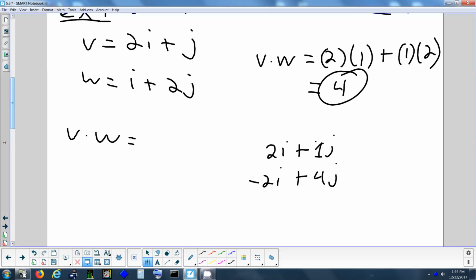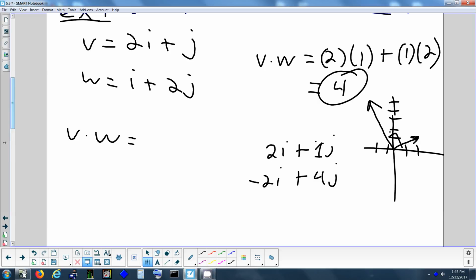And you could sketch it. Just a really quick sketch. Right 2, up 1. And then left 2, up 4. Do those kind of look perpendicular? Yeah, they should be. If I used graph paper, they would have come out exactly 90. Okay, so perpendicular is a special case, and then the last one.